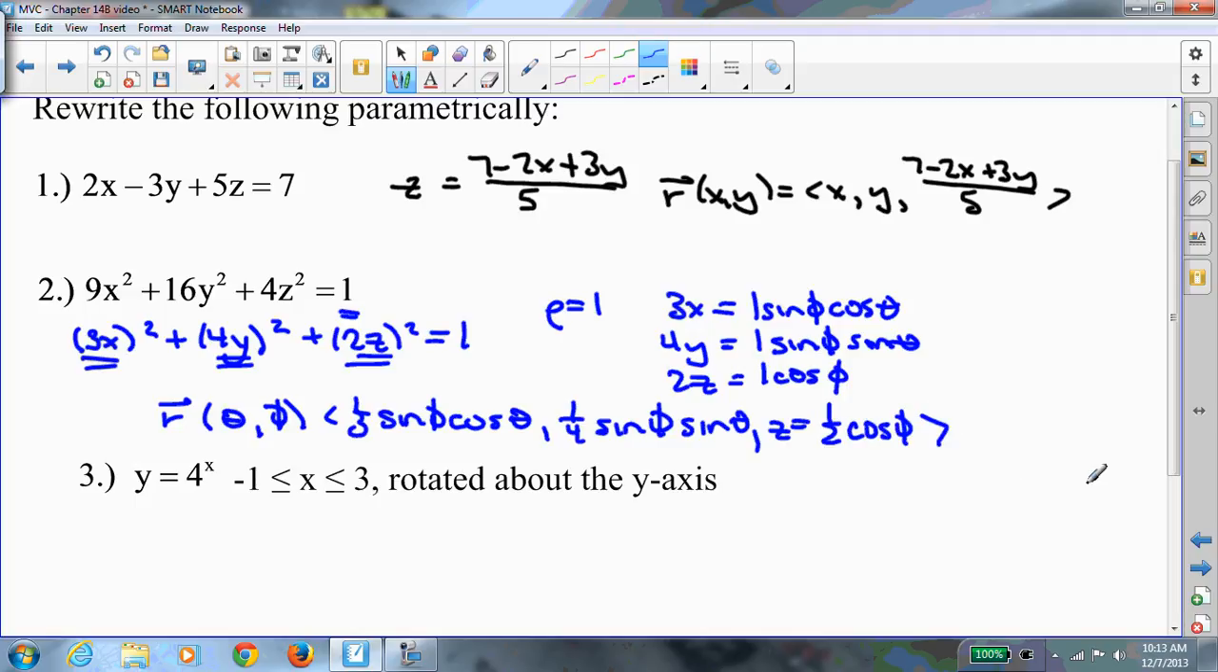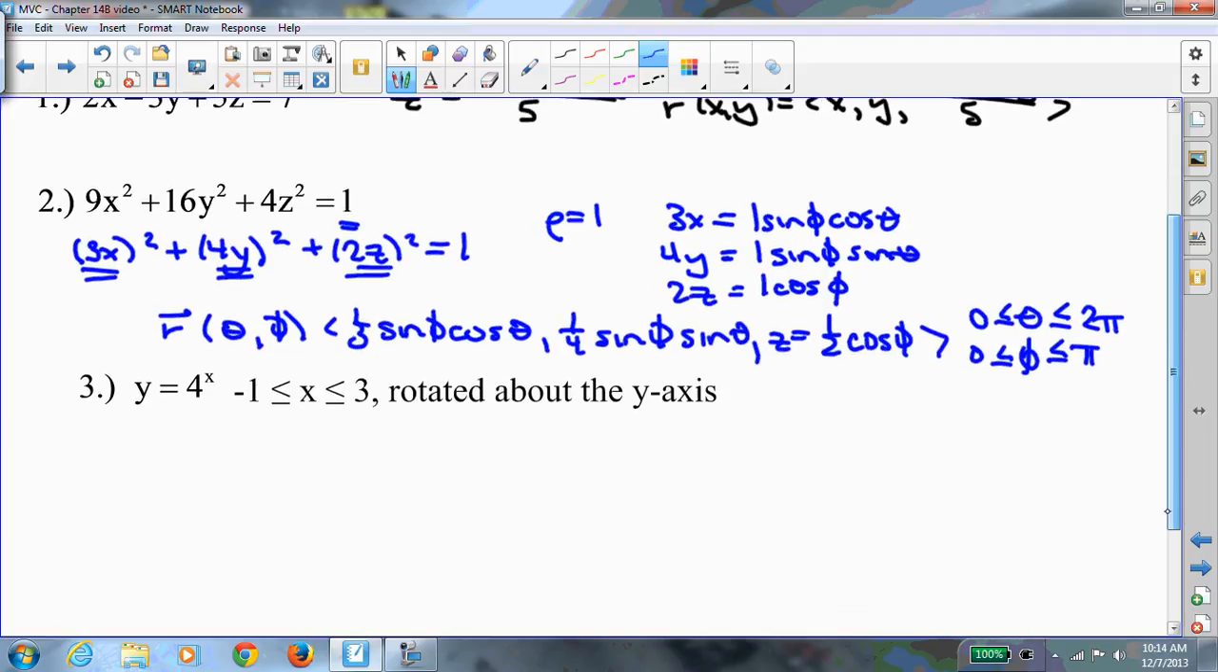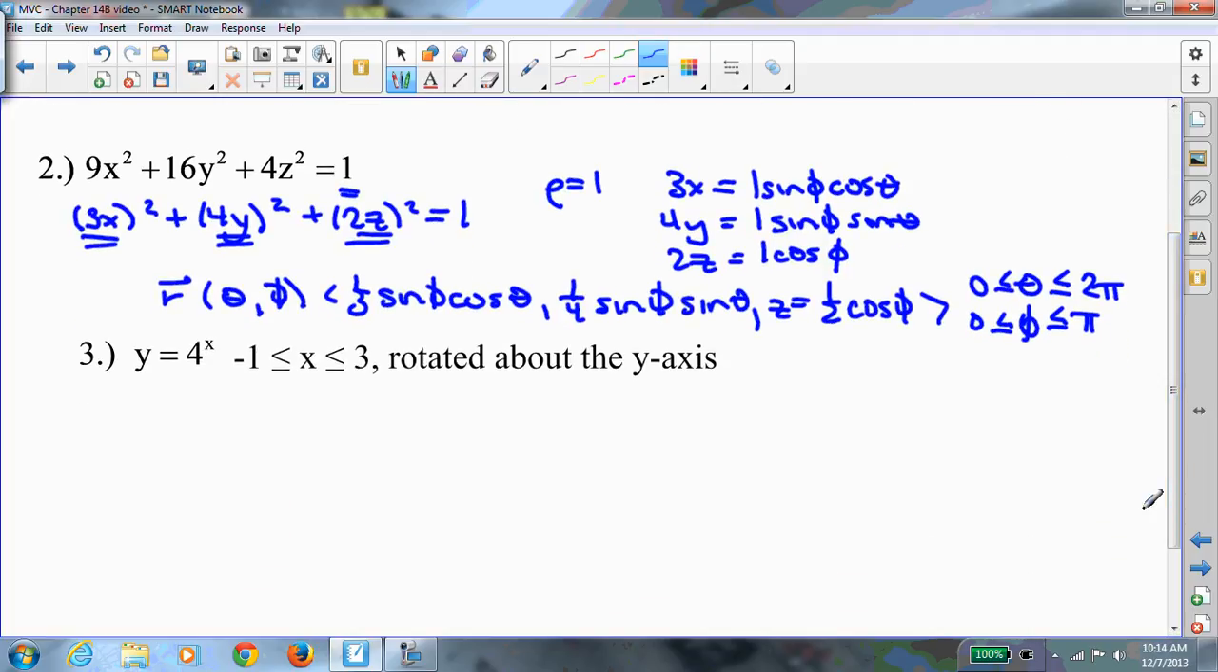Now, to make sure that it expands around this entire surface just once, I need to give some bounds to theta and phi. So theta, using normal spherical coordinates, is going to be between 0 and 2 pi. And phi is going to be between 0 and pi. The last one recalls our rotations back in chapter 10 as well.